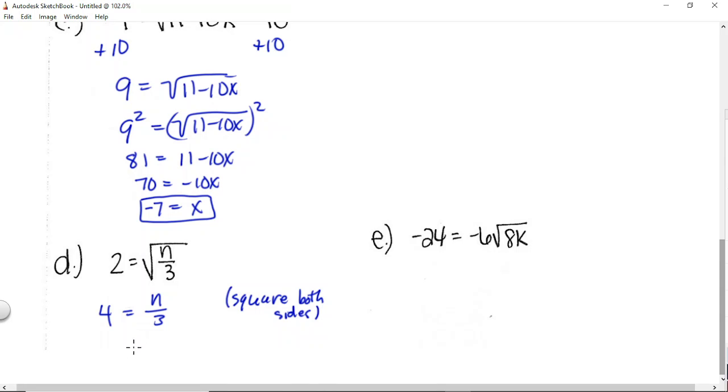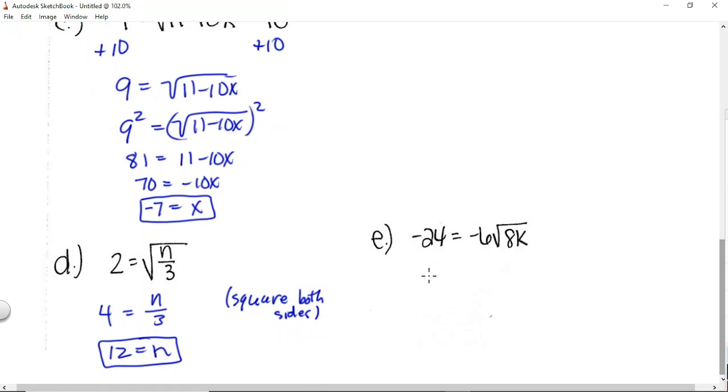And now we'll multiply both sides by 3, of course. We get 12 is n. 12 equals n, or you could say n equals 12. Okay? So one more. Now we've got a little work to do on this one.